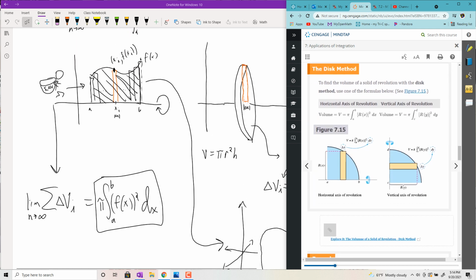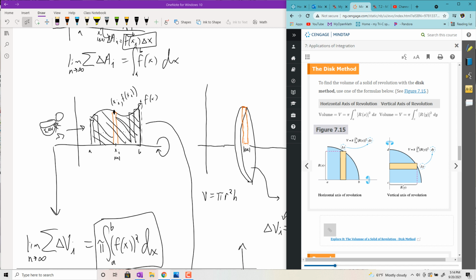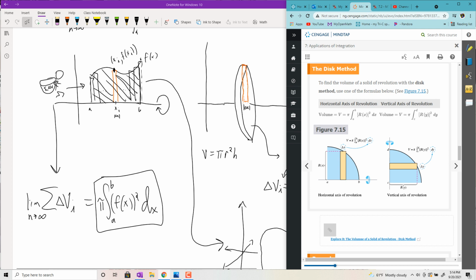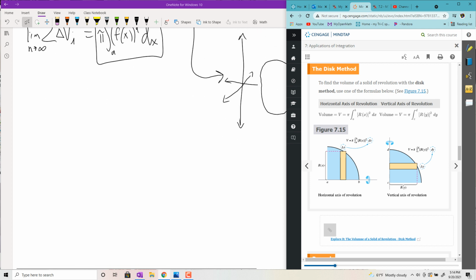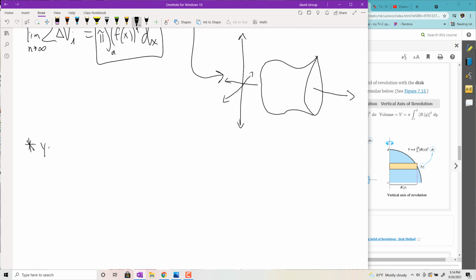There are 2 orientations again. You can have the vertical rectangles or the horizontal rectangles. And you just pick the orientation. They'll tell you that you have to rotate about the x-axis or the y-axis. Your rectangles will always be, in this case, perpendicular to the axis of rotation. Okay, so maybe I should write that down. Your rectangles will be perpendicular to your axis of rotation.